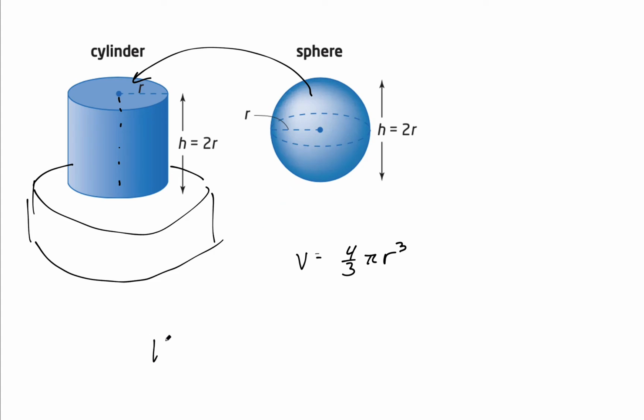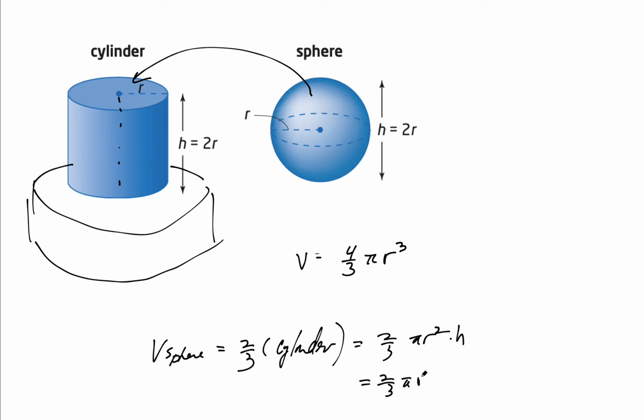So it turns out the volume of the sphere, if you do this experiment, is exactly 2/3 of this cylinder. So that's 2/3 of the cylinder, which is pi r squared times h. But in this case, h is equal to 2r. So 2 times 2 is 4 over 3 pi r cubed. That's where the formula comes from.